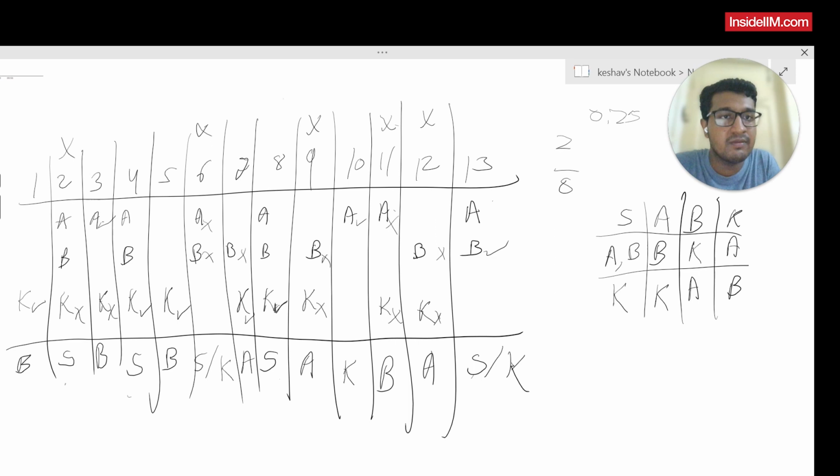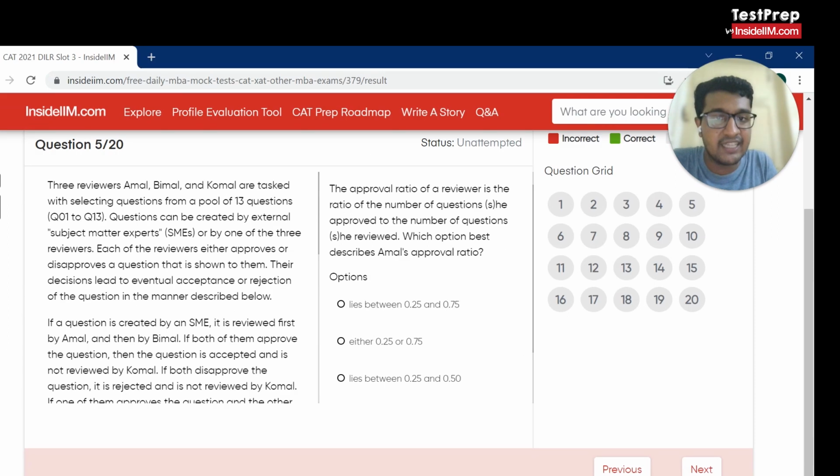And how many of them could have been accepted? Maximum, if all of them were accepted, and 6 and 11 were definitely rejected, so the other 6 could have been accepted. That's a maximum. So my maximum number can be 6 by 8, which is 0.75. So my answer lies between 0.25 and 0.75.